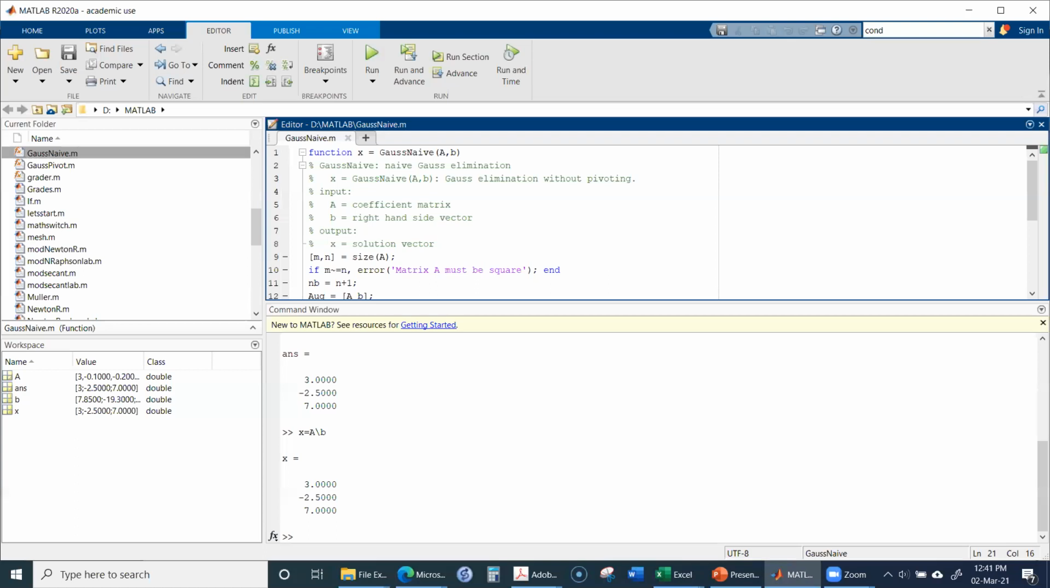Okay, anyway. Next I want to discuss: this was the Gauss elimination, Gauss naive, and similarly there will be the one with the pivoting as well.